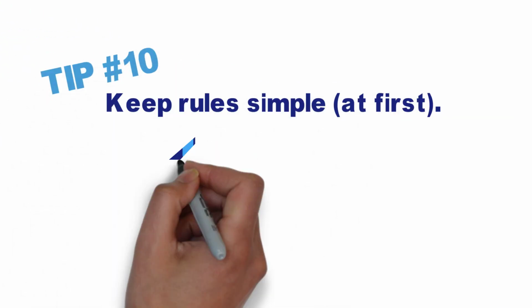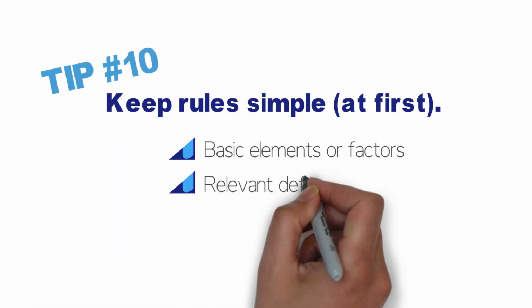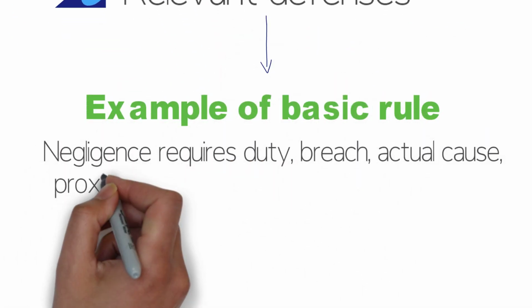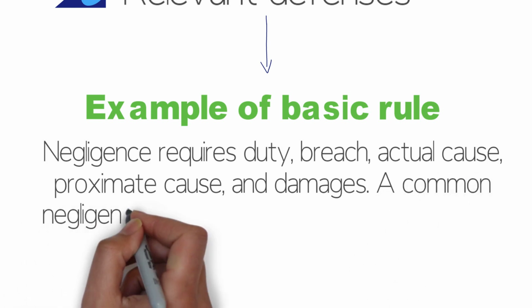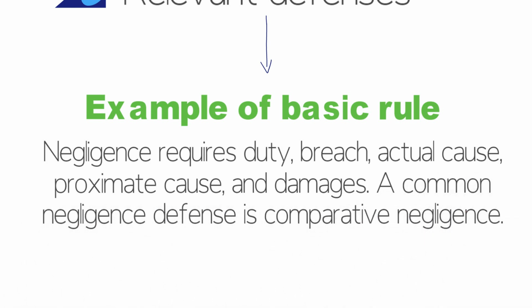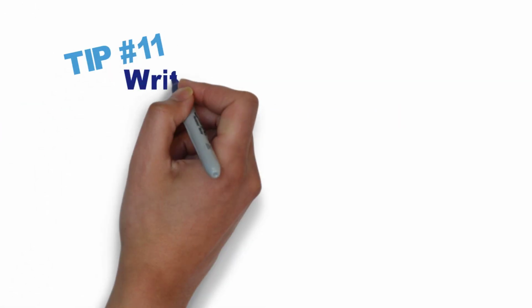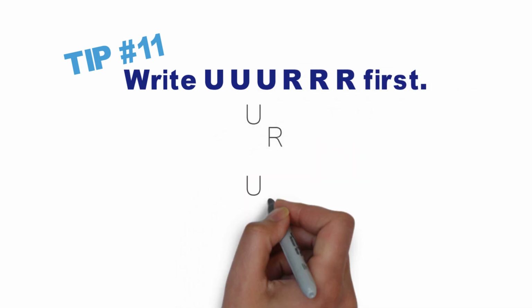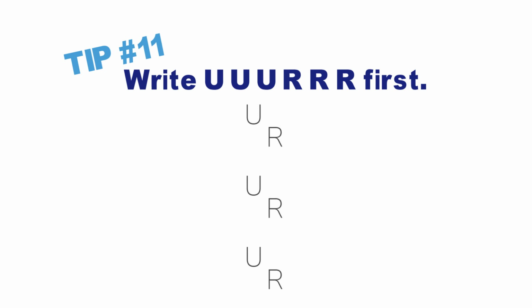Tip number 10, keep rule statements simple. Lay out the basic elements or factors and mention any relevant defenses. For example, negligence requires duty, breach, actual cause, proximate cause, and damages. A common negligence defense is comparative negligence. Tip number 11, write all your upgraded issue statements and general rules before operating on the facts under each. This will give you a solid outline to follow for your entire essay.